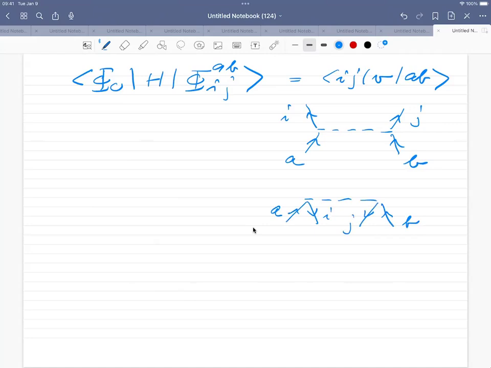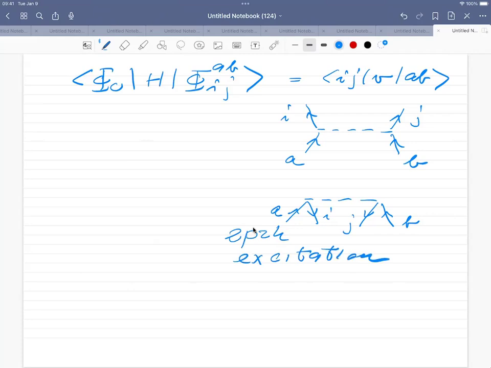Actually, I think I inverted when I did this. I think I was a little bit too much in a hurry here. Let me just check it again. No, it should be that. So this is what we would call a two-particle, two-hole excitation or de-excitation. So this is a two-particle, two-hole state which we're creating.